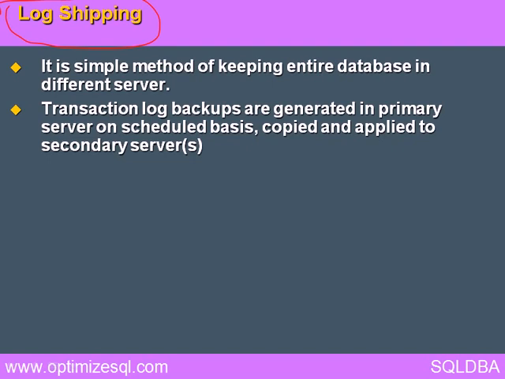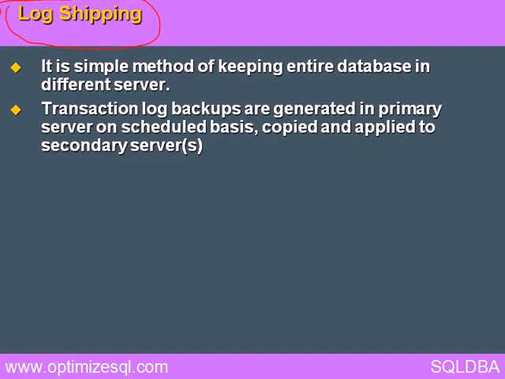Just remember, log shipping works with the help of three jobs: backup, copy, restore. Automatically these jobs are created. The backup job is created in which server? The primary server. Copy and restore jobs are created in the secondary server.